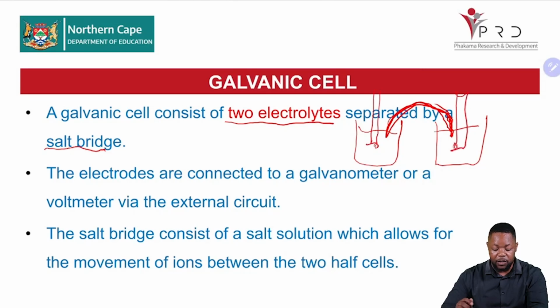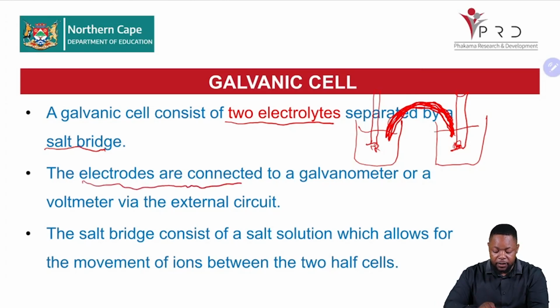So just to give you a picture, a galvanic cell consists of two electrolytes. The electrolytes are inside these beakers, separated by a salt bridge. For the salt bridge, we can use cotton dissolved in water to transmit the ions.